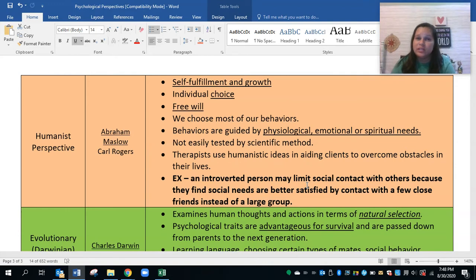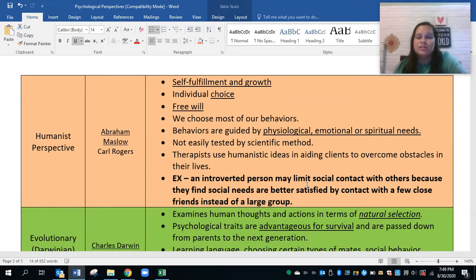Maslow's hierarchy of needs ties in here, and that if you can't get your most basic needs met first, like safety, food, shelter, hunger, physiological needs, then you can't ever be self-fulfilled until you get those taken care of. This is not really an experimental type of perspective, so scientific method is hard to tie into this one, but a lot of it is used for treatments and therapy ideas.